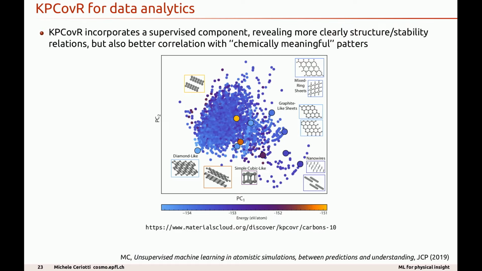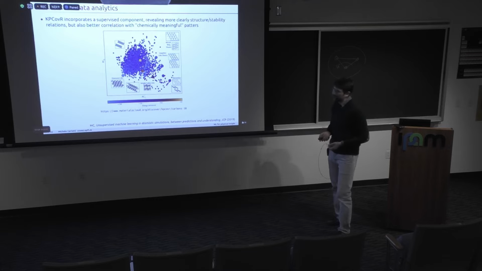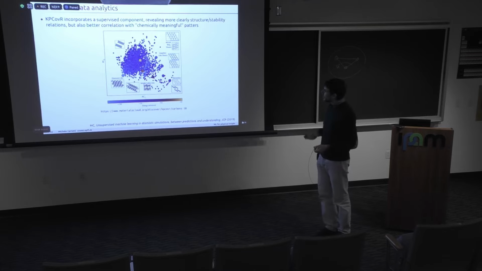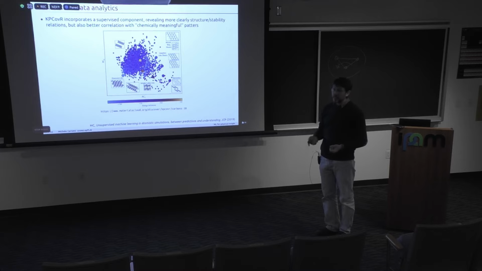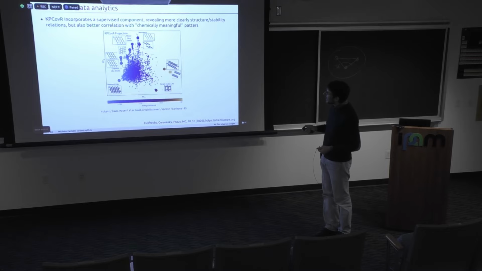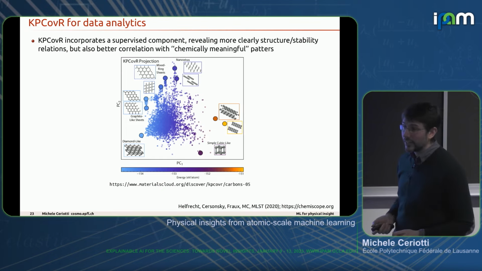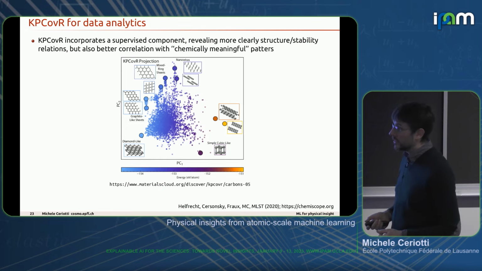But actually, they are all mixed up, really. And since I know already what I'm looking for, I can glean some insights, but it's not really in your face. So what happens if you add as an explicit target the cohesive energy of the structures? Well, you get something that correlates very well with the cohesive energy of the structures, and at the same time, you get much better clustering of the different types of bonding in carbon.